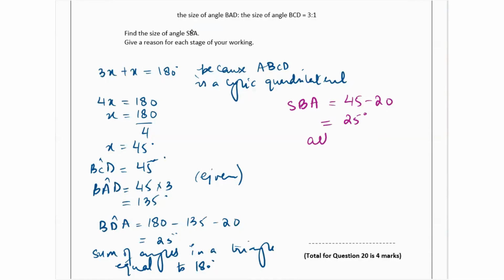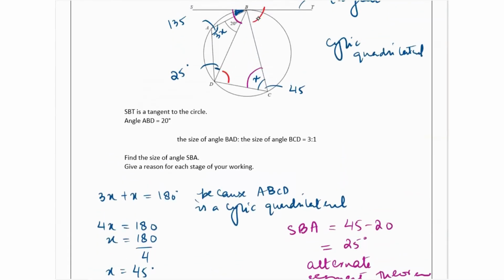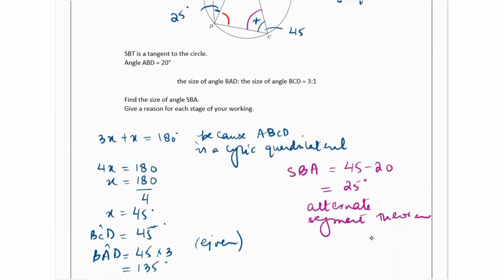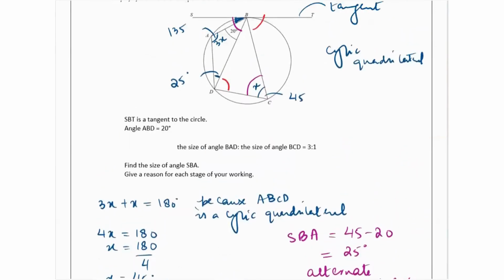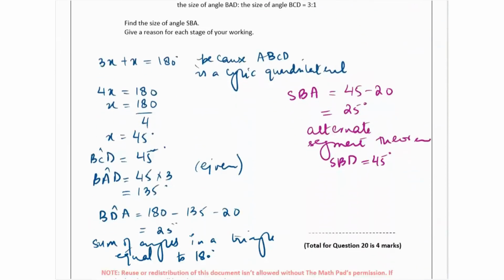Why? Alternate segment here. That is the reason for this. So based on the alternate segment theorem, this complete angle SBD is 45. Since SBD includes SBA and ABD, when we subtract the two, we get SBA, which is 25. So that is your answer and reasons for each of the steps.